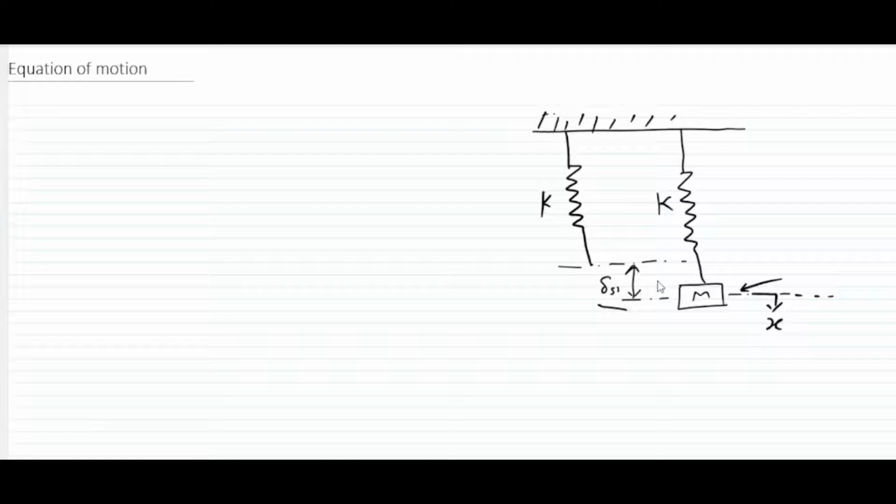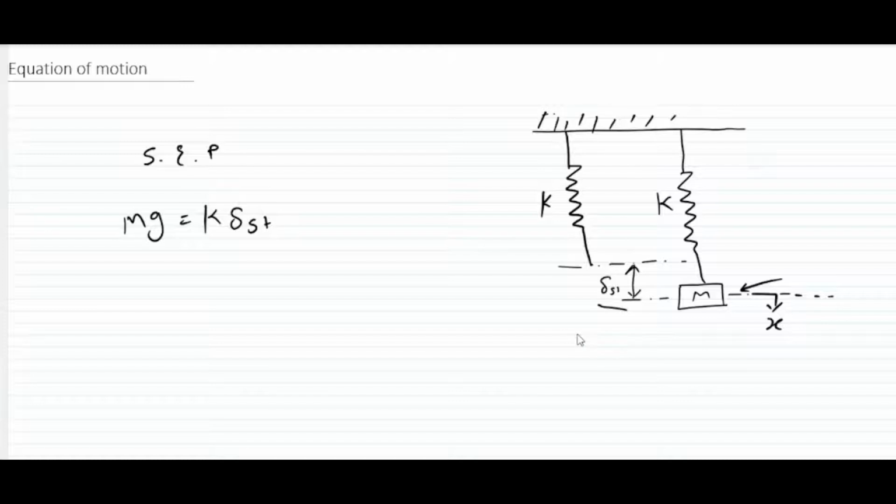After some time, the weight of the mass is balanced with the spring force produced in the spring. So this is the static equilibrium position. At the static equilibrium position, the weight of the mass is equal to k delta st. After that, if I give an initial stretch to the spring or compress the spring and leave it, the mass will oscillate about its equilibrium position.